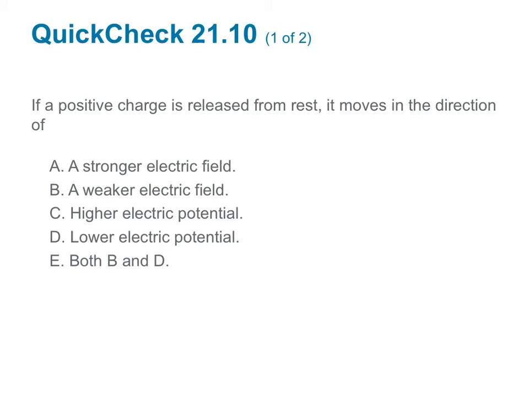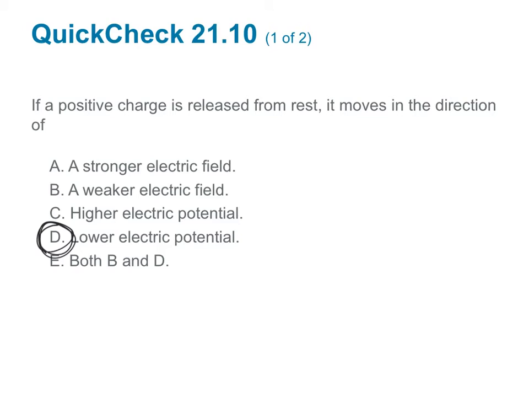Next up, if a positive charge is released from rest, it moves in the direction of A, stronger electric field, B, a weaker electric field, C, higher electric potential, D, lower electric potential, or E, both B and D. And the answer here is D, lower electric potential.